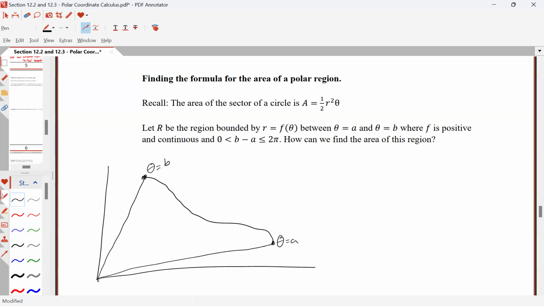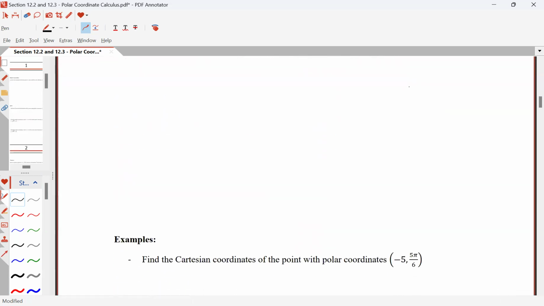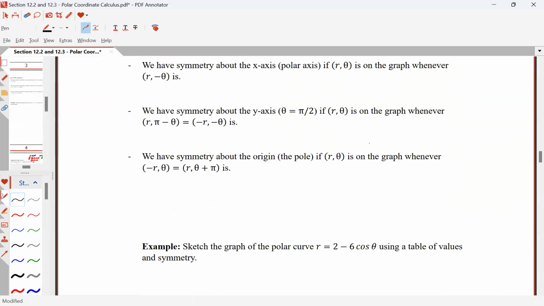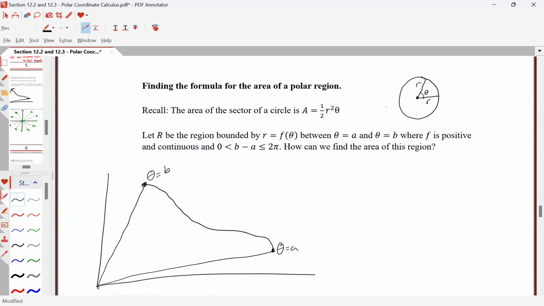Since this has a circular nature to it, what we're going to need to use is the area of a sector of a circle. So if we have a circle, the area of some slice of that circle is 1/2 r squared theta. So we have 1/2 r squared theta to find the area of this region. We want to find a way we can use that formula.